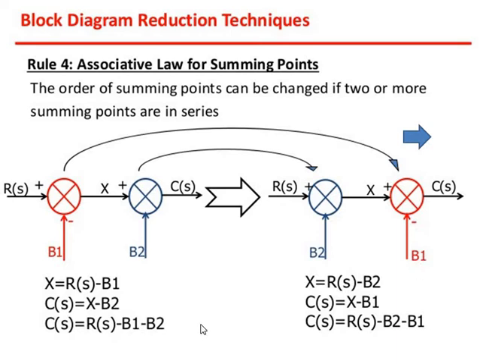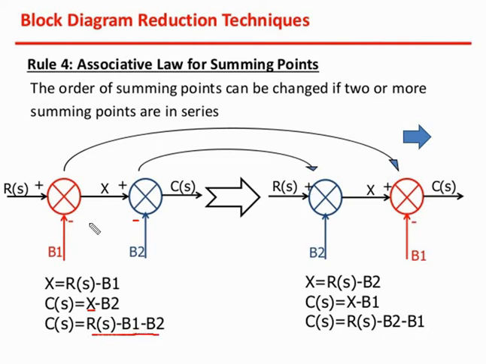Now we see if by interchanging, the output will remain the same for these two systems. For this system we consider X equal to R(s) minus B1, which is connected to the minus, where C(s) equals X minus B2. So C(s) equals X minus B2, where X equals R(s) minus B1. So the final output C(s) equals R(s) minus B1 minus B2.